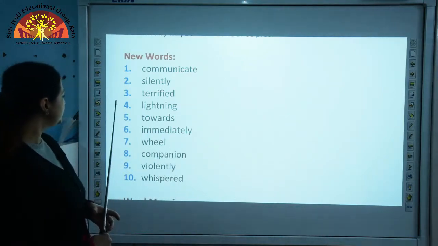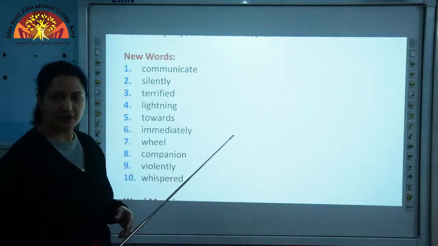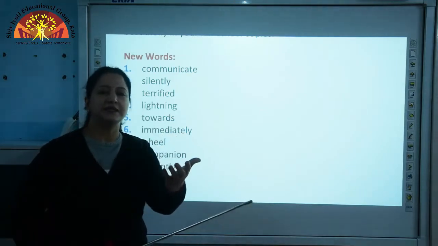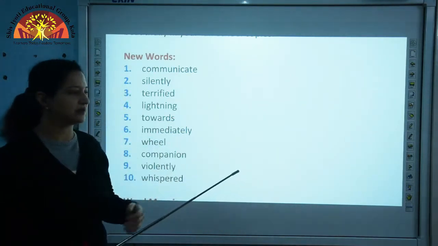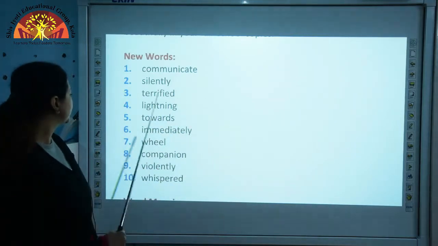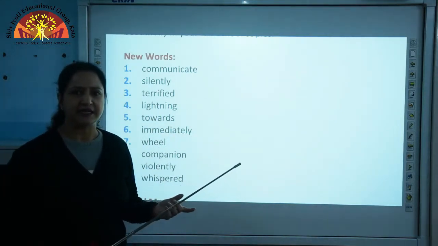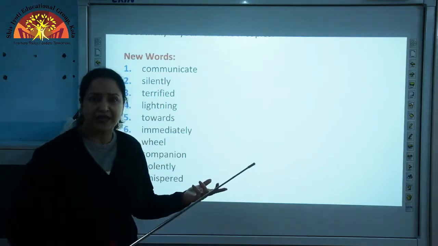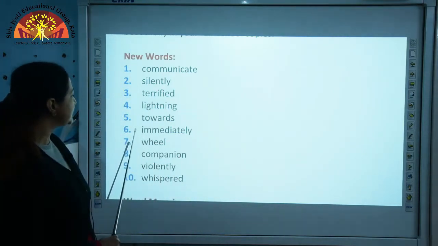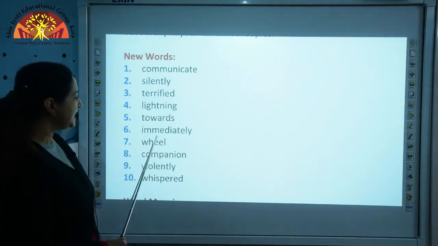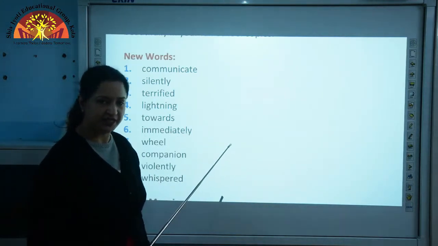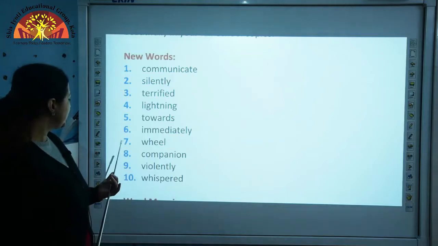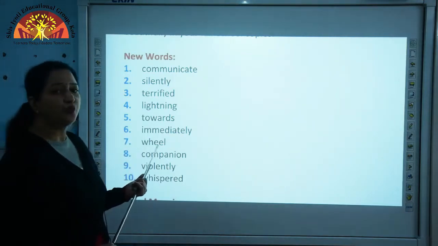L-I-G-H-T-N-I-N-G. Moving to fifth, towards. When we move towards someone, walk towards someone, it means towards, to someone. Sixth, immediately means quickly, very quickly. So spelling is I-M-M-E-D-I-A-T-E-L-Y, immediately.